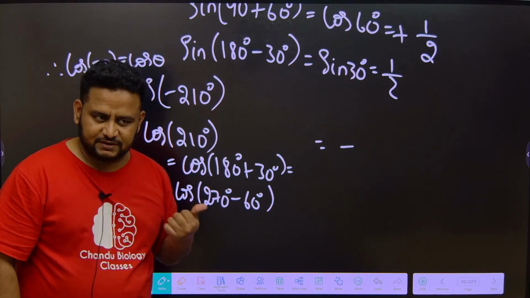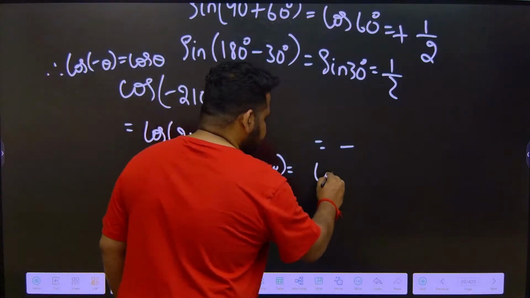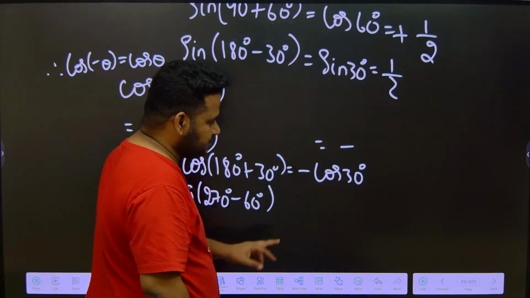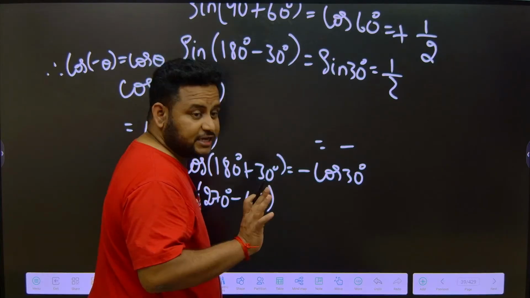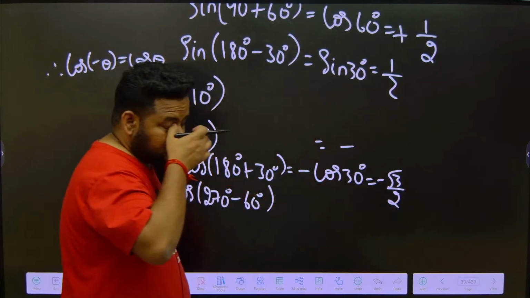2 pi by 2. It is an even multiple, so cos will remain as cos itself. So I will get cos 30, but it is negative. With the third quadrant I should have a negative sign. Cos 30 is nothing but root 3 by 2. So this will be minus root 3 by 2. Okay. This is what I will get.